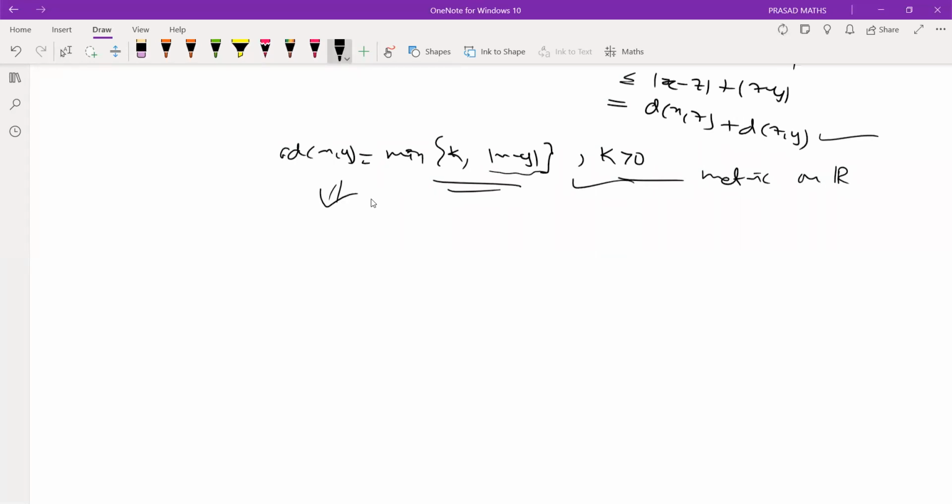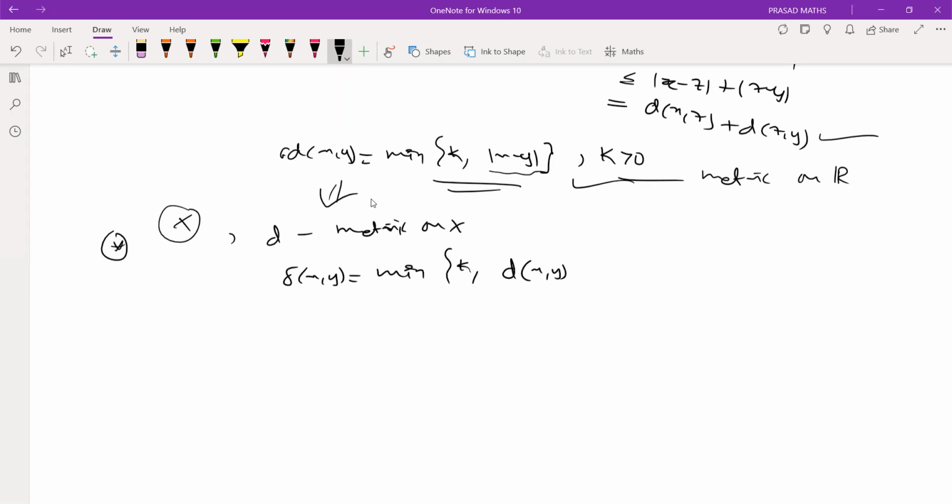Suppose instead of taking the usual metric, you take any set. What is my generalization? If d is a metric on a set X, suppose my delta of x comma y is equal to minimum of k comma d of x comma y. This is always a metric by the same lines, whenever k is positive. Is it clear the step? Yes, sir. Minimum of k comma distance between x comma y, whenever k is positive, is always a metric.